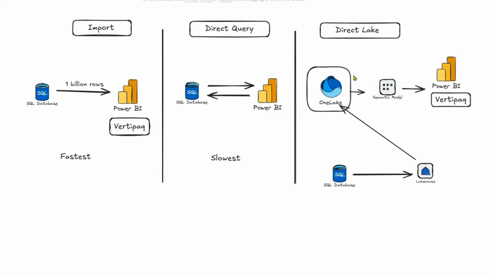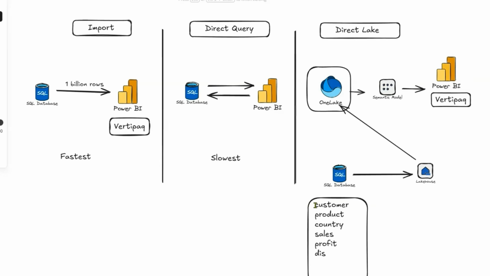In Direct Lake, all the data is not loaded to the Power BI VertiPaq engine. It stays in OneLake itself. Whenever we require some data, only that data is loaded from OneLake to the VertiPaq engine. To explain, suppose we have a table with customer, product, country, sales, profit, discount, then date. Suppose we have these columns inside a table and this is our dataset. All these columns' data will not be loaded into the VertiPaq engine.